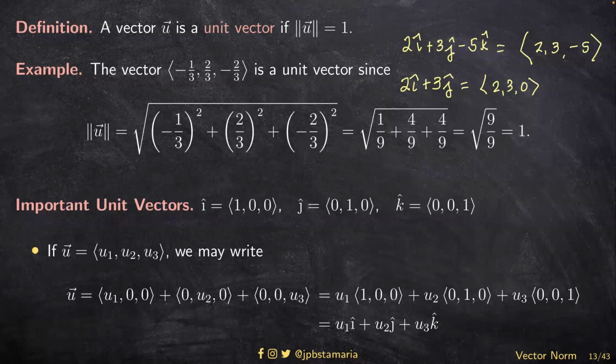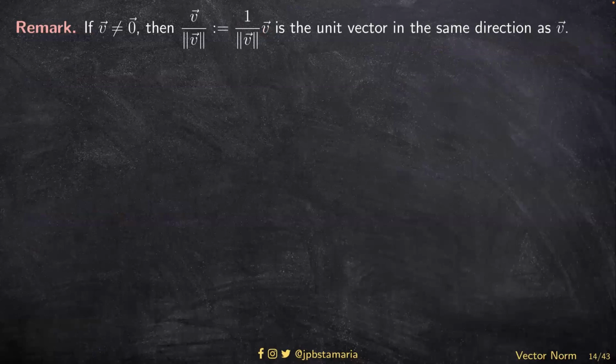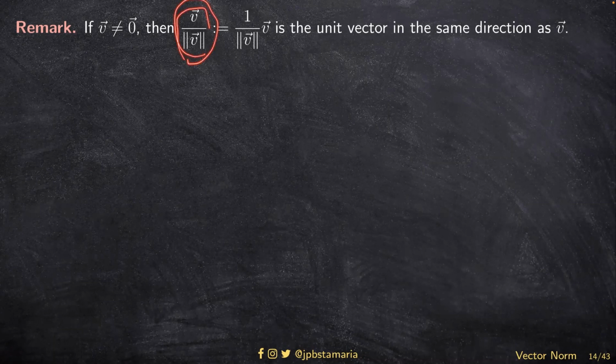Now sometimes it's an important task in math or in physics. When you have a non-zero vector v, a non-zero vector v specifies not only a magnitude but also a direction. Sometimes we want to know the unit vector that points in that particular direction. How do we get that? You can consider the following operation: v divided by its norm. It's funny, you are dividing a vector by a scalar, which is not allowed, but what it really means is that you are multiplying the vector v with the reciprocal of its norm.